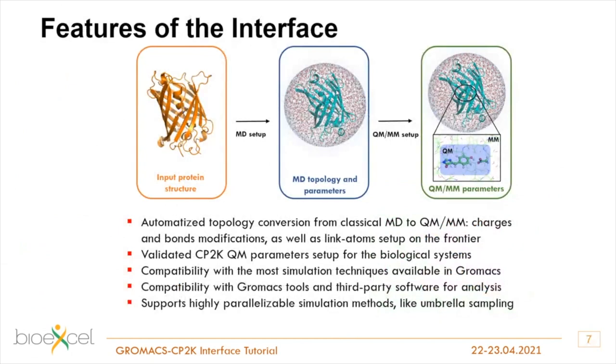These are some features which the interface provides in general. It takes a normal GROMACS topology and automatically converts it from classical MD to QM/MM. It makes some modifications to charges and bonds, and automatically sets up link atoms, which will also be covered in the next lecture. It also provides a set of validated QM parameters for starting your simulation. It's not 100% correct for all cases, so sometimes you need to check yourselves, but in most cases it will be more or less suitable for biological systems.